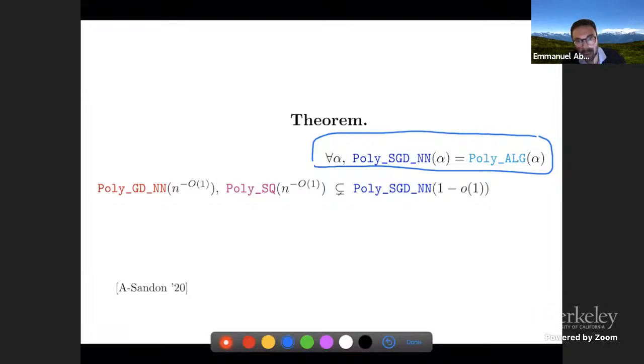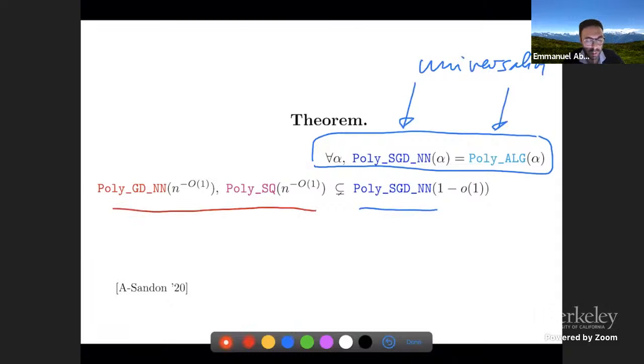So you have that for any alpha that you fix between 0 and 1, then whatever you can do in polytime with some algorithm, you can also do by running SGD on such a poly network. So that's this universality result of SGD. And then you have the separation between poly-SGD and both poly-SQ or poly-GD.